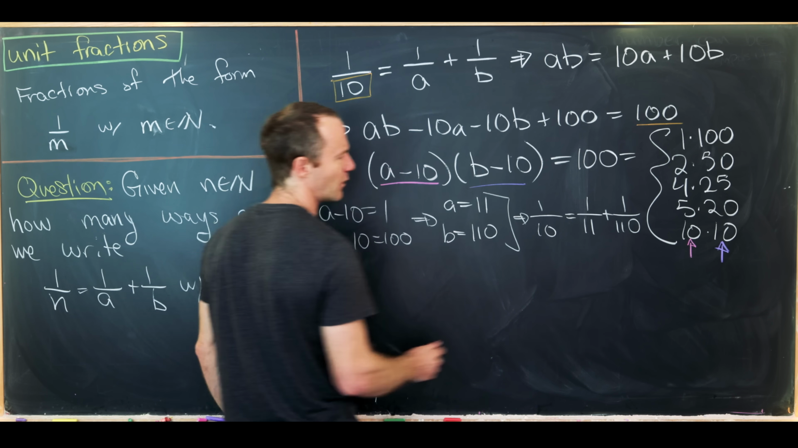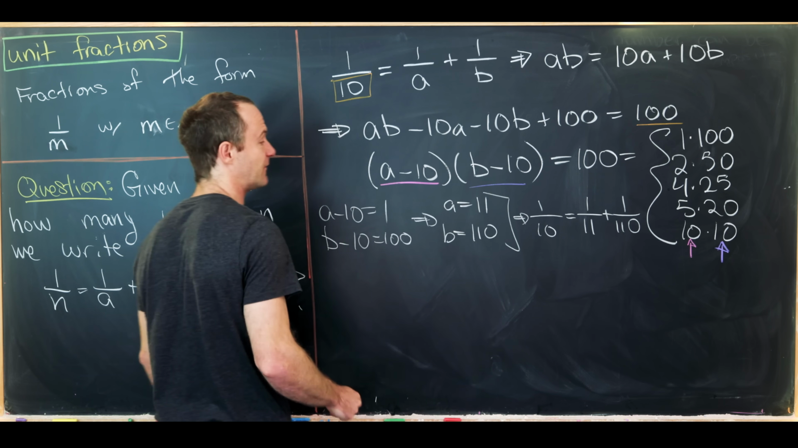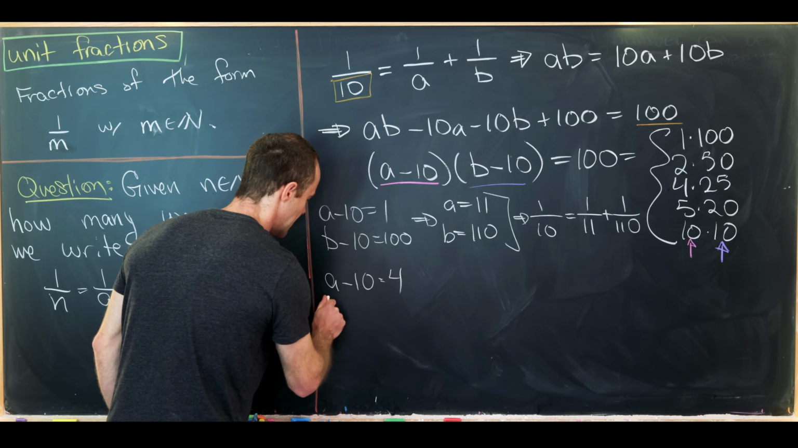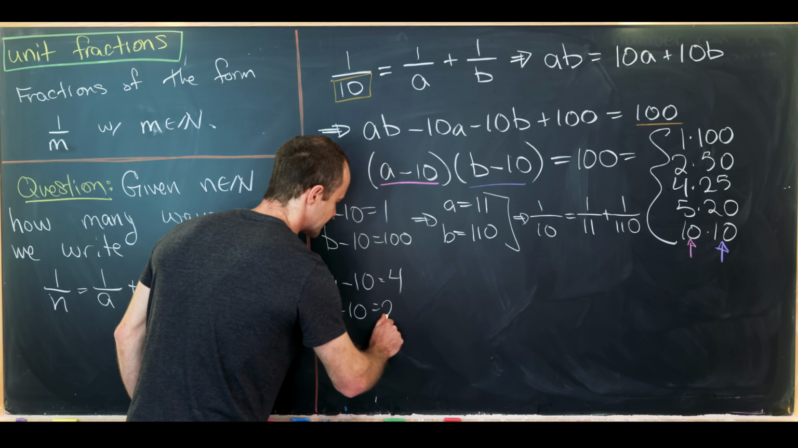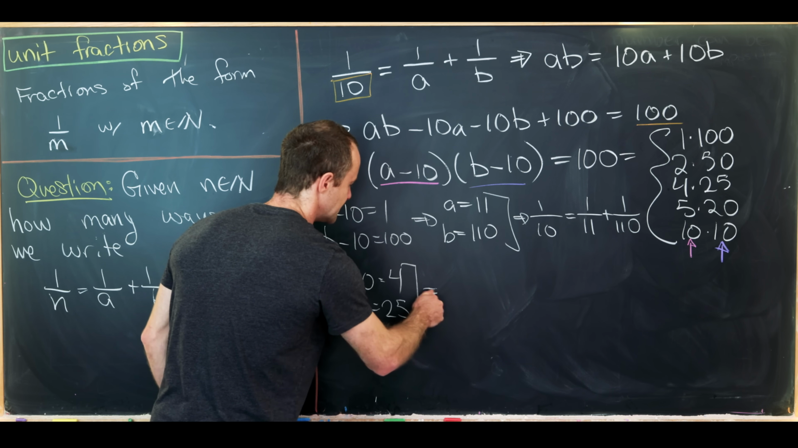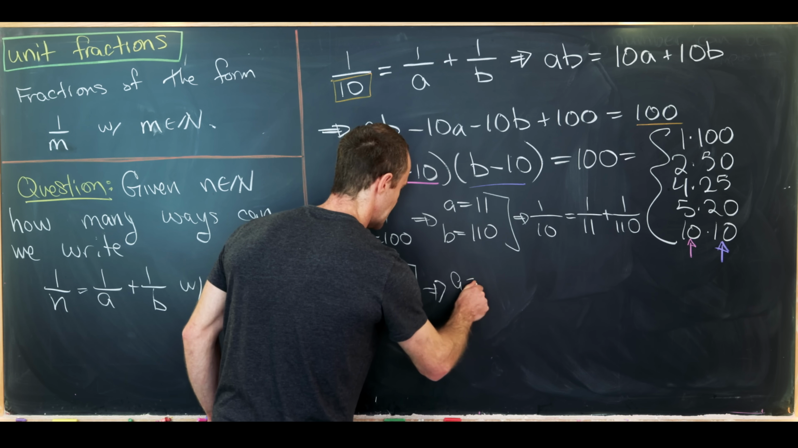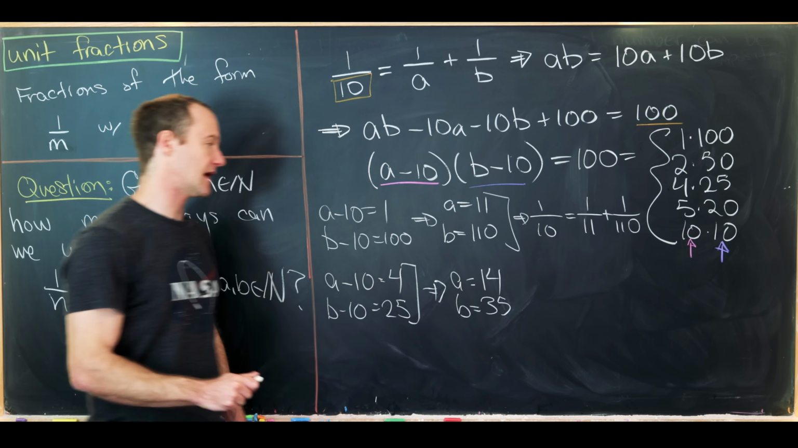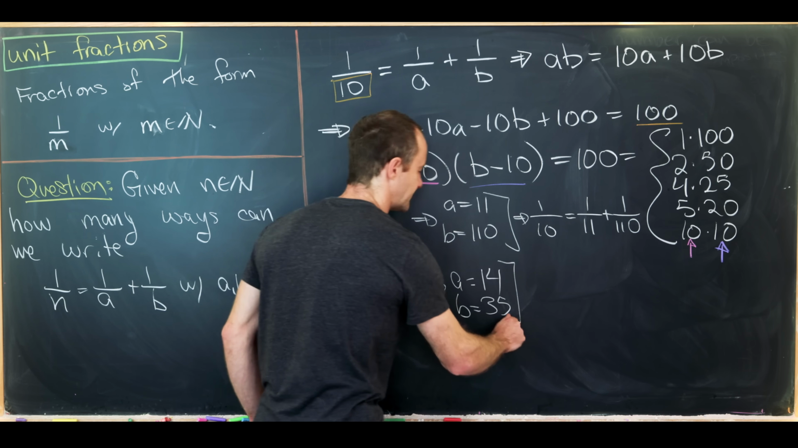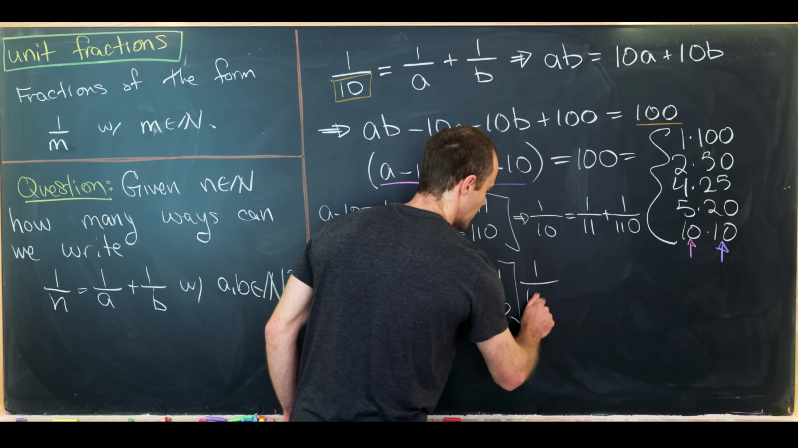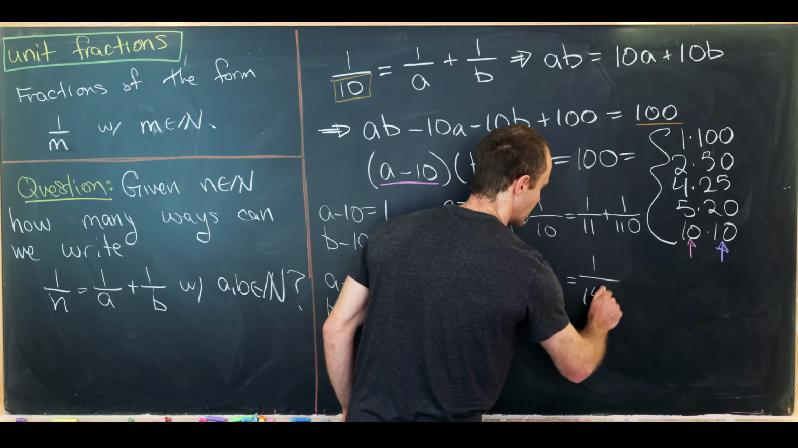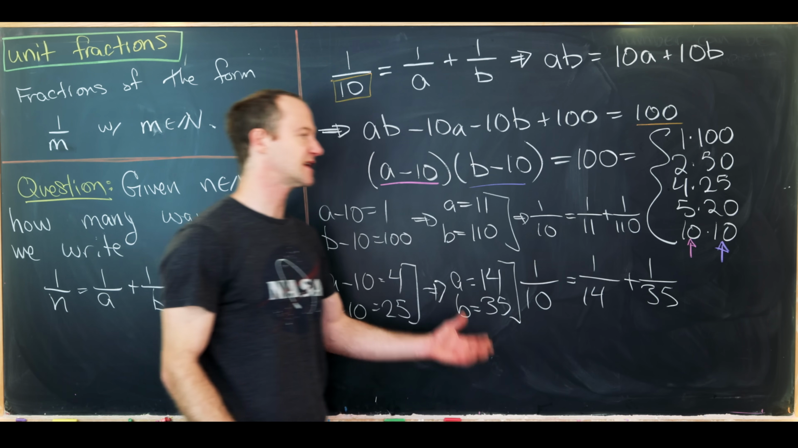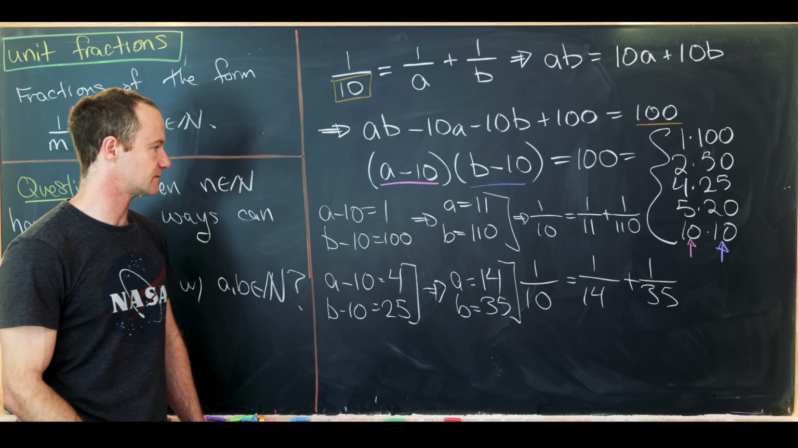And then maybe we'll pick one kind of in the middle. So let's pick this 4 times 25. So that would be A minus 10 is equal to 4, and then B minus 10 equals 25. So that gives us A equals 14 and B equals 35. So that gives us the following decomposition: 1 over 10 equals 1 over 14 plus 1 over 35. So that's another such decomposition.